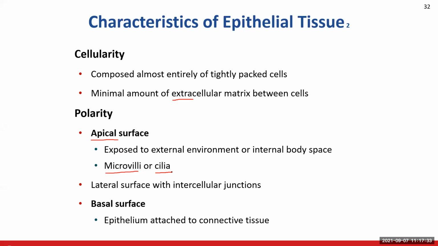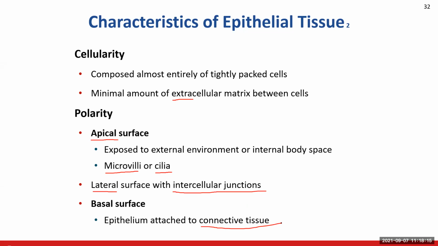Of course, on the sides of our cell, because we said that our cells are so tightly packed, we want to make sure that these cells that are packed so close together aren't shifting around and moving around, so we have these intercellular junctions. And that prevents things from moving in between the cells easily, but it also helps to keep the cells tightly packed. And then finally, the bottom portion of our cell is known as the basal surface. And it's the basal surface that is going to be attached to the connective tissue below.